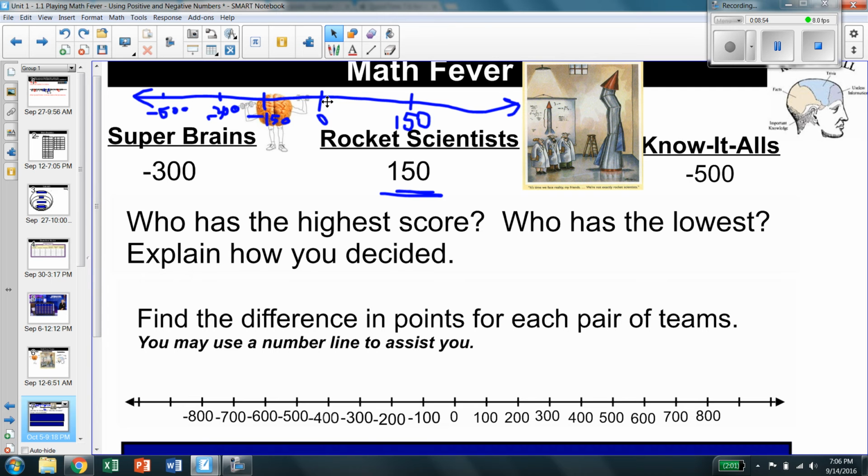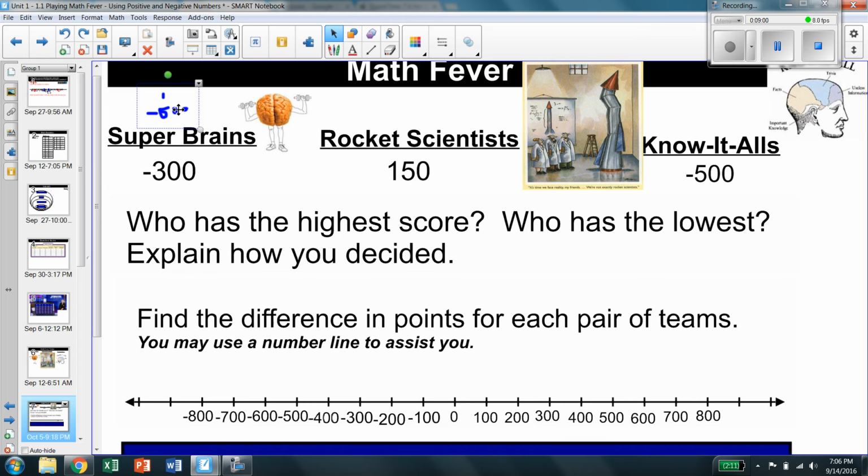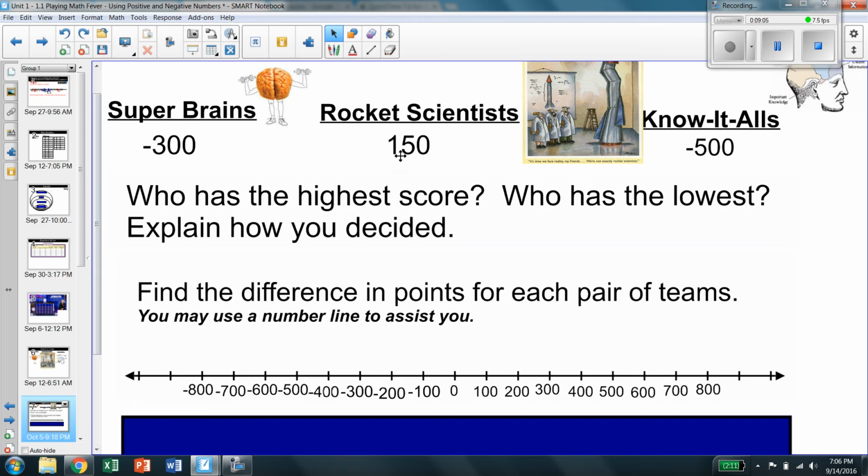If you wanted to see the difference of scores, the difference of points between each team, again, we can think of a number line one more time. So if we had the Super Brains at negative 300 here and the Rocket Scientists at 150, how far would you have to go? Well, one skip is 100, so that's 100, 200, 300, 400, and then a small skip halfway is 450 points. So there are 450 points in between these 2 teams.